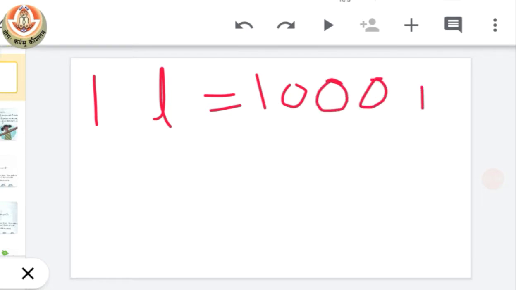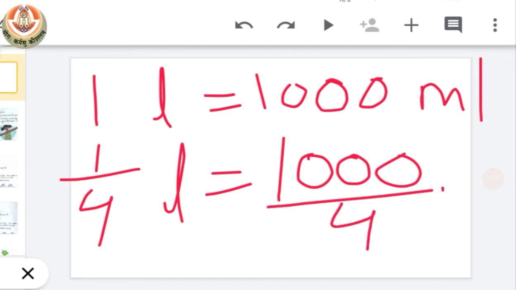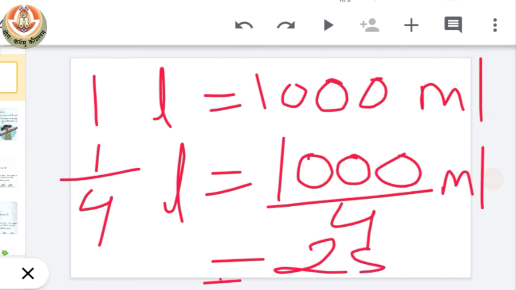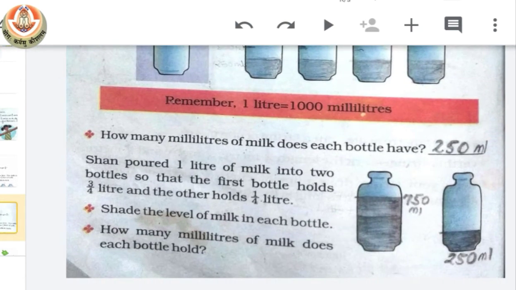So look here. 1 liter equals 1000 milliliter. And we have to answer how many milliliters are in 1 by 4th of a liter. That means we have to divide 1000 by 4. And when we divide 1000 by 4, we will have the answer 250 milliliter. So that means our answer is 250 milliliter.